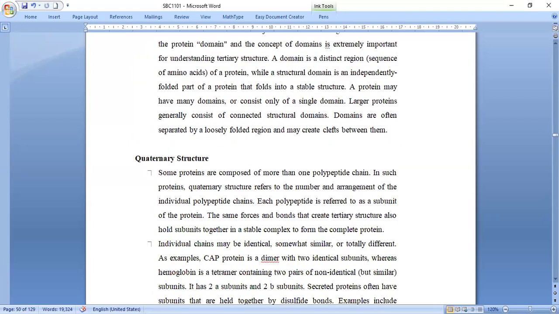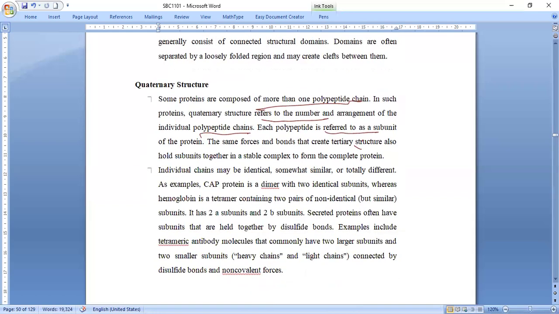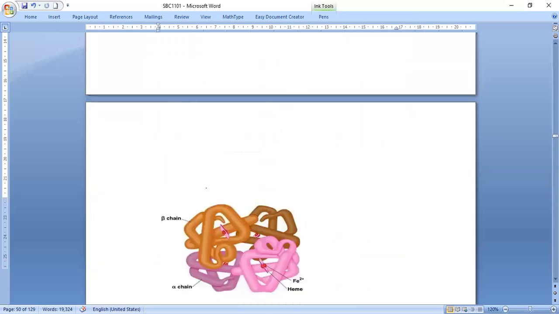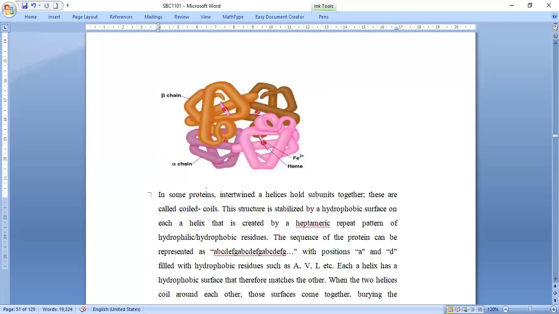Here, the quaternary structure is mainly composed of more than one polypeptide chain. Depending upon the number and arrangement of the individual polypeptide chains, these are formed as subunits, and the subunits are linked with each other, forming a complete protein. These are formed with identical or non-identical subunits also. For example, an antibody contains two larger subunits and two smaller subunits, called the heavy chains and light chains, which are connected by disulfide and non-covalent forces. That is called the quaternary structure of protein.